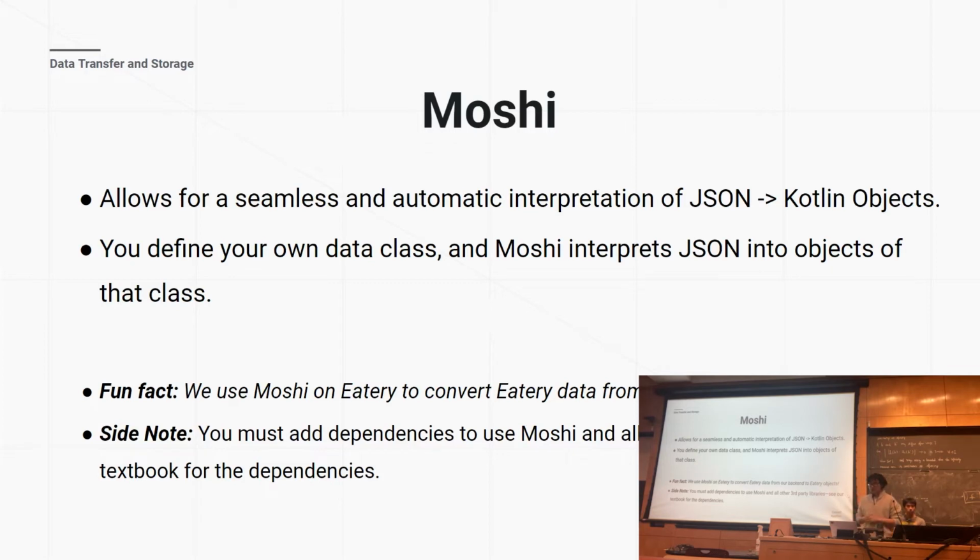So Moshi allows us to, again, convert JSONs into Kotlin objects seamlessly. And the nice part is you get to define the data class in a particular way so that Moshi will automatically convert a JSON file into an object. And just a little fun fact to reinforce how useful Moshi is: we actually use Moshi on Eatery right now in order to turn our data from the backend into our Eatery objects.